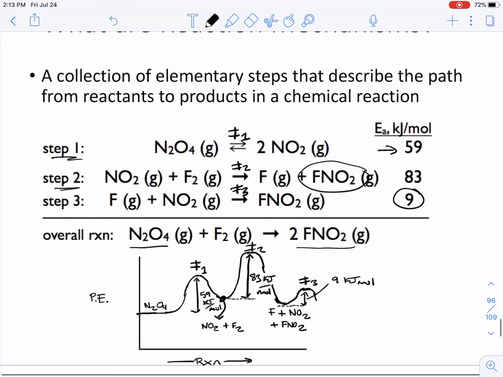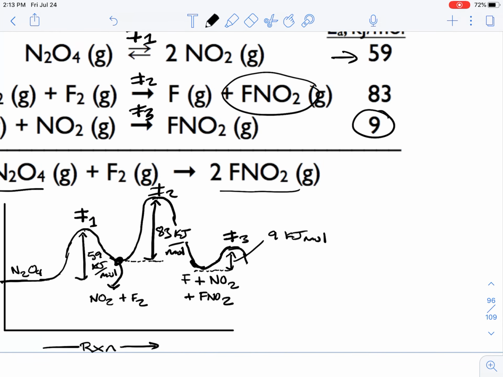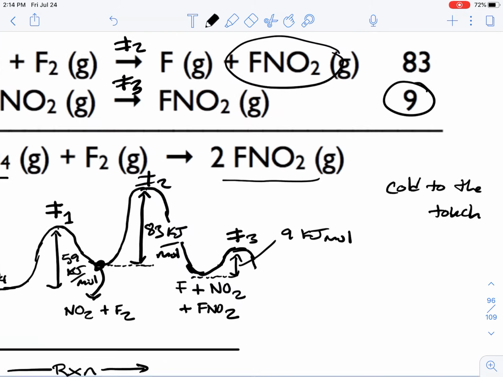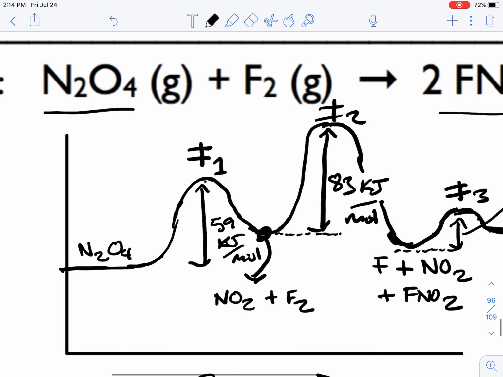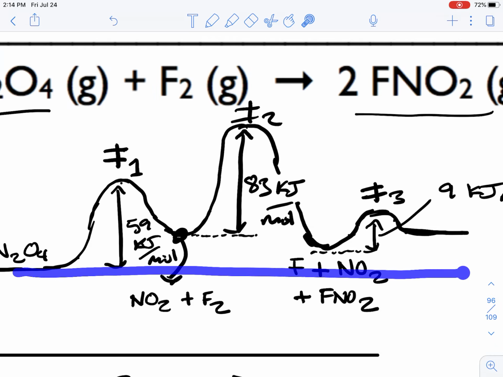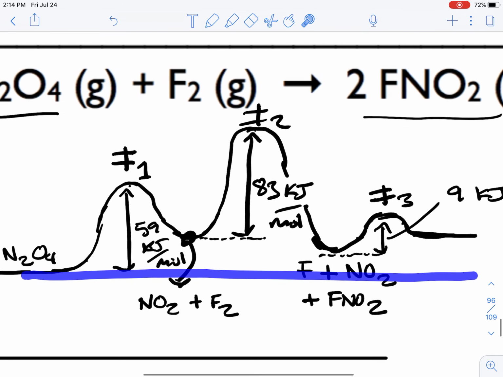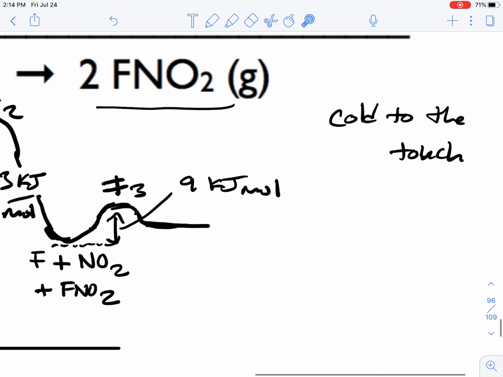And this example doesn't actually tell us if it's exothermic or endothermic, so I'm just going to make it up. I'll just say that this reaction is cold to the touch. And so if it's cold to the touch, then that lets me know that this reaction is endothermic. And so since it's cold to the touch, that means that the potential energy of the products must be much higher than the potential energy of the reactants. So notice how the height of the potential energy of the reactants is much lower than the height of the potential energy of the products, which is characteristic of endothermic reactions.